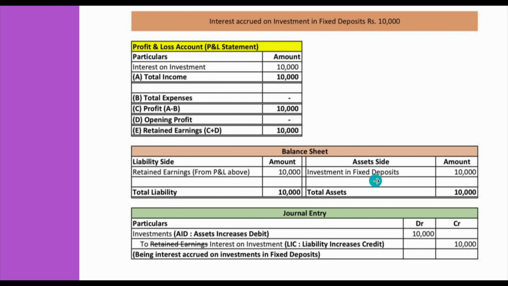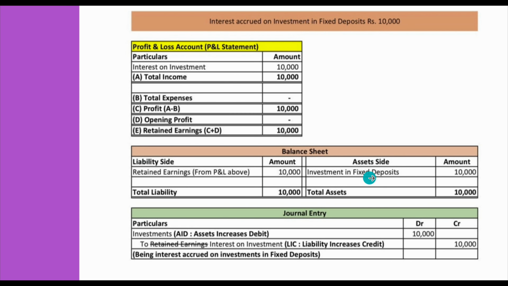Now investment in fixed deposit will increase to the extent of 10,000 on account of accrual of interest. So on the balance sheet asset side, investment in fixed deposit will increase by rupees 10,000 due to interest on investment accrual. So total liability is 10,000, total assets is also 10,000, and your balance sheet tallies.